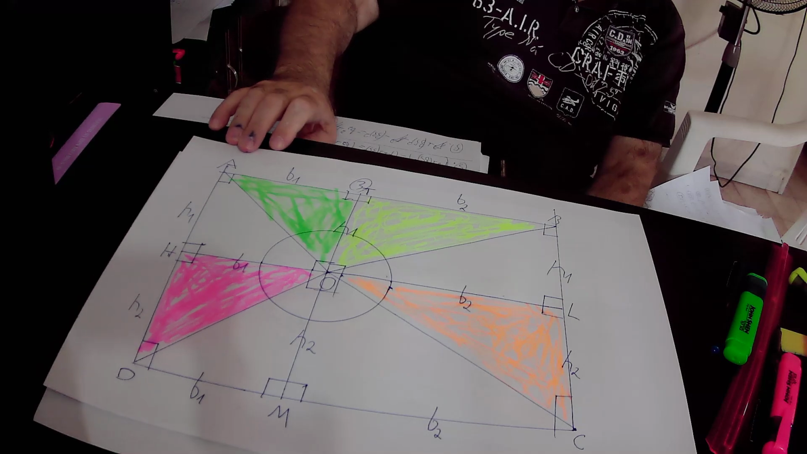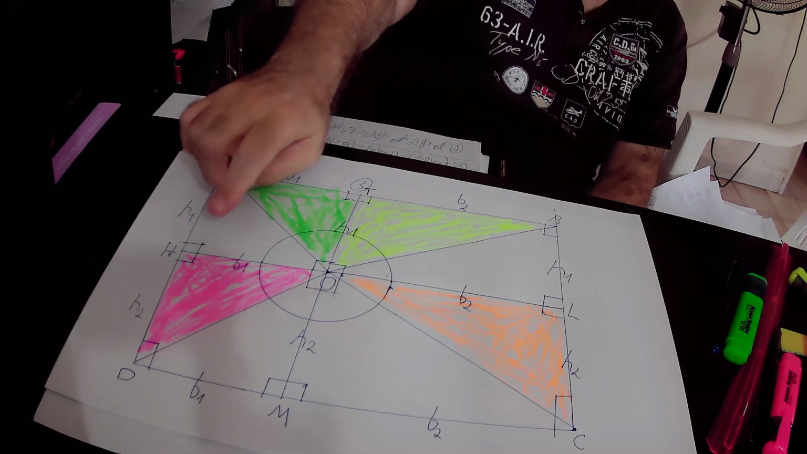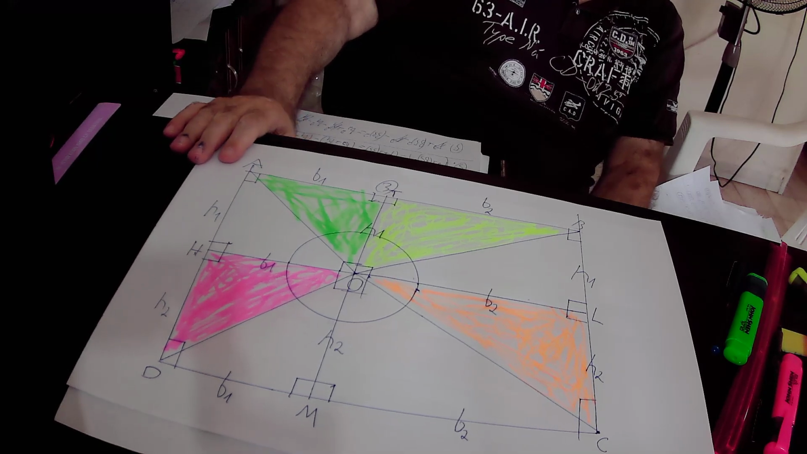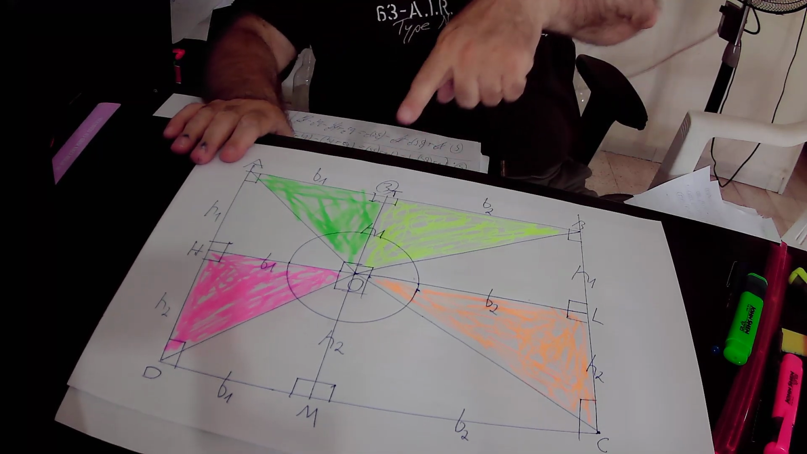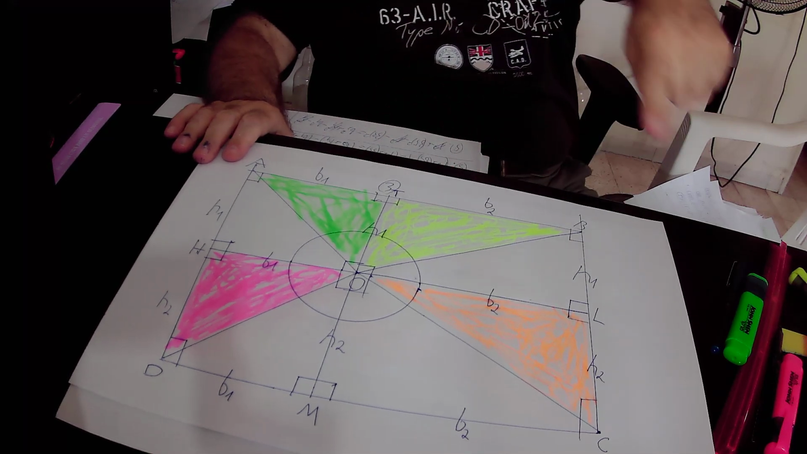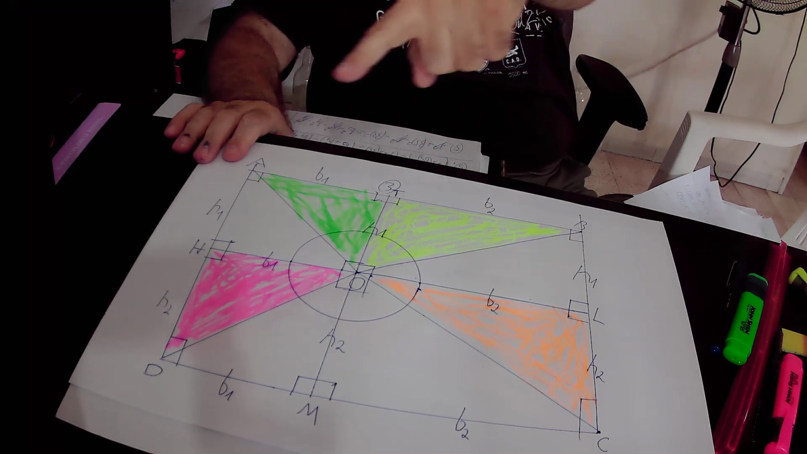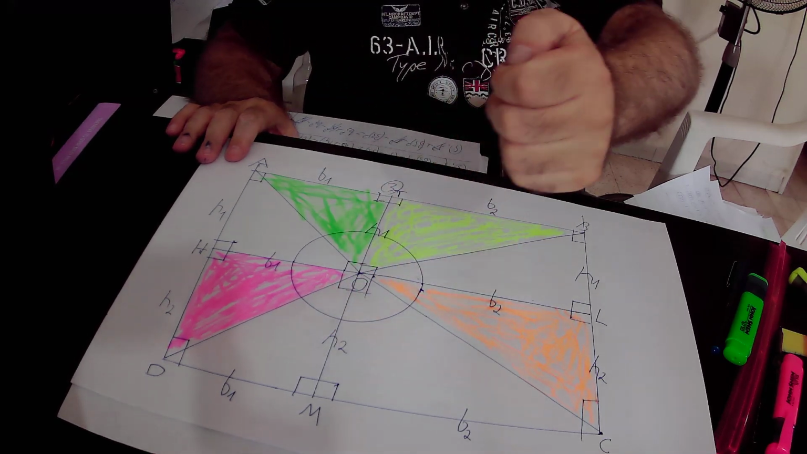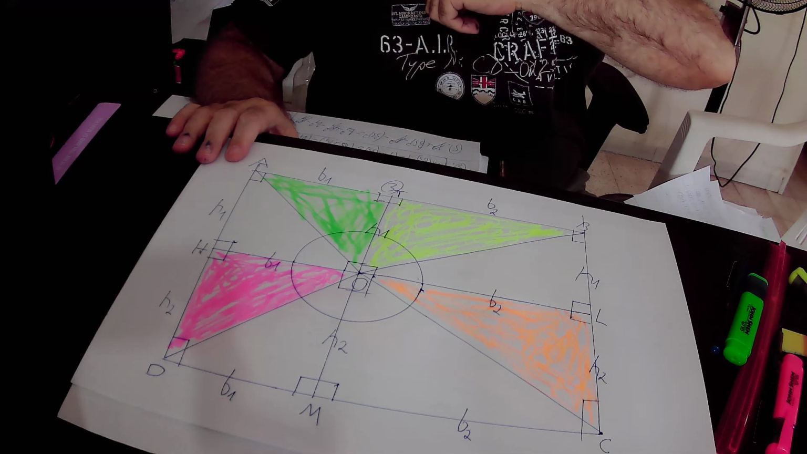Because side AB is parallel to side DC, it means that the perpendicular to AB from point O must also be perpendicular to DC. Again, why? Because AB is parallel to DC. So here, this angle will be equal to 90 degrees, and this angle will be equal to 90 degrees.